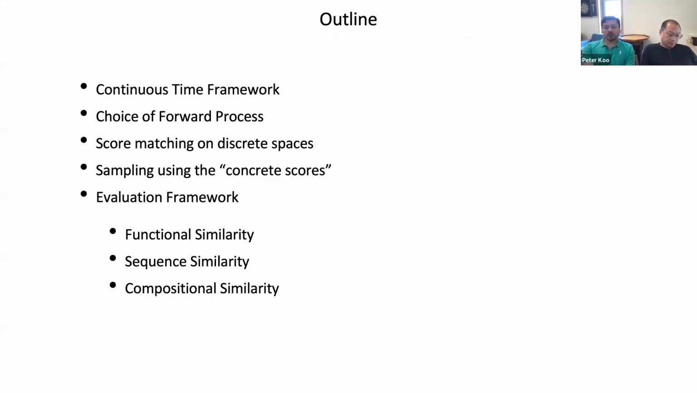And this is the outline of today's presentation, where we talk about the methodology in the first half, followed by the evaluation framework in the second half.